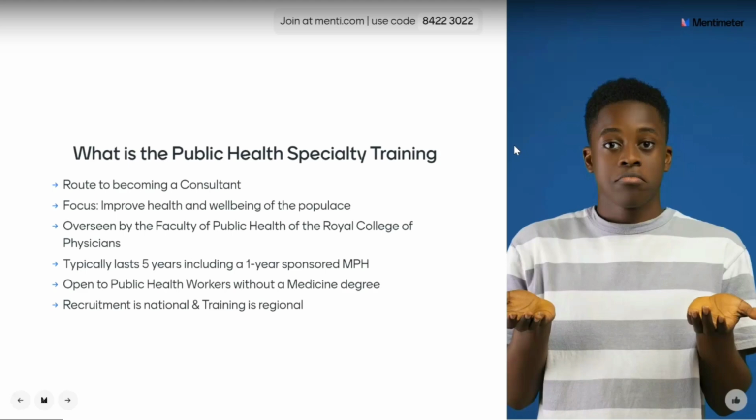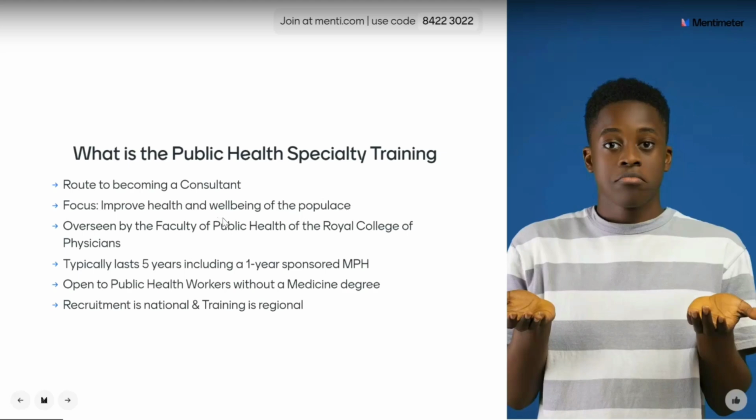For those who may not be familiar with the term, consultant is like the pinnacle of the height in a medical career, and public health is just one of the different specialties in medicine. The focus of public health is to improve the health and well-being of a population, local population or national population. On the other hand, all the other specialties of medicine focus on improving the health of individuals, one person. So the populace is something very important in public health, and you're going to be hearing that a lot. You treat the population and not individuals.